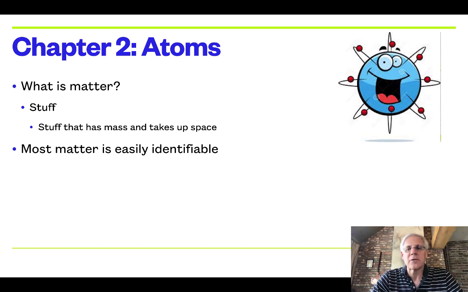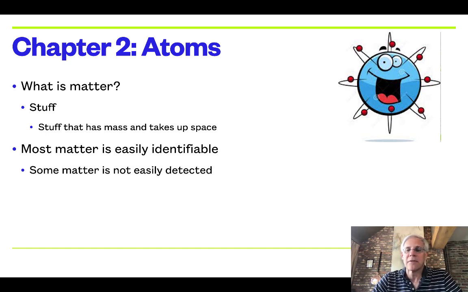Now, much of our matter is very easily identifiable just by using our simple definition of something that has mass and takes up space. Something like the table, the chair, any of your books, those kinds of things are very easily identifiable as matter. Something that's not very easily identifiable or easily detected would be something like air. It was a very long time before people realized that air actually had a mass.